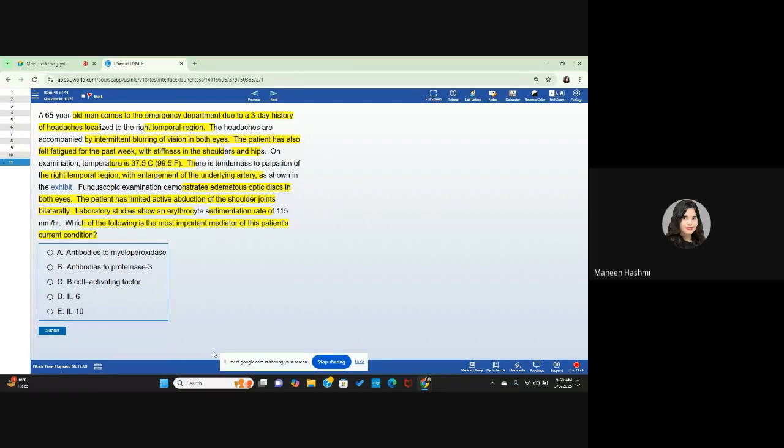Where do you see antibodies to proteinase 3? That is C-ANCA positive, so that is for Wegener's. Okay, it's C-ANCA for Wegener's, proteinase 3. And myeloperoxidase? That's P-ANCA. That's for Churg-Strauss.